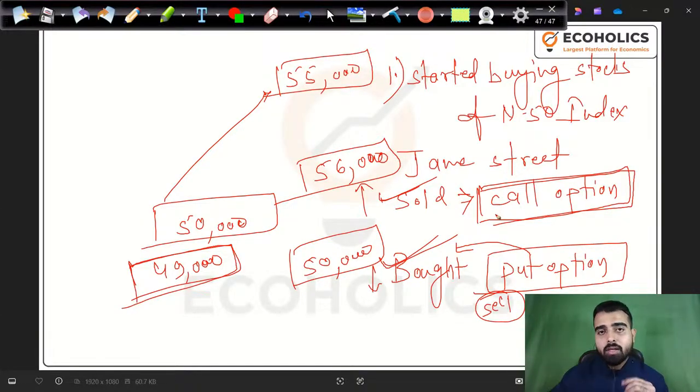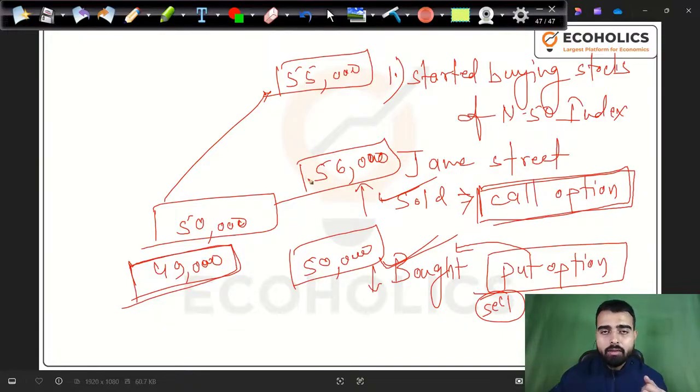It means they have an obligation. They have an obligation. Okay? The call option buyer has a right to buy. Now, obviously, the call option buyer will not exercise its right, because in the market it is getting traded at 49,000. And if they exercise, then they will have to buy it around 56,000.